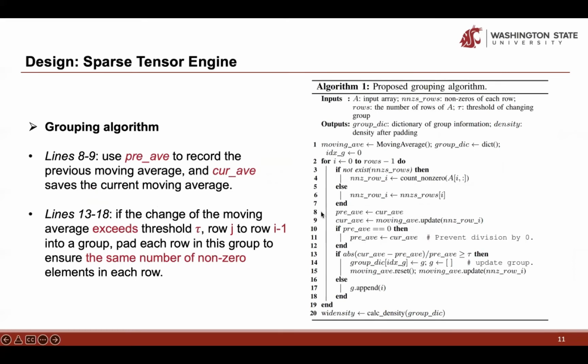For example, in lines 8 to 9, we use prev_average to record the previous moving average, and we use cur_average to save the current moving average. In lines 13 to 18, if the change of the moving average exceeds the threshold, we group row J to row I-1 into a group, and pad each row in this group to ensure they have the same number of non-zero elements in each row.